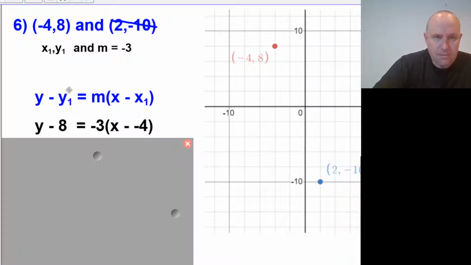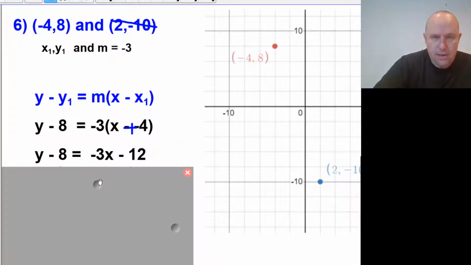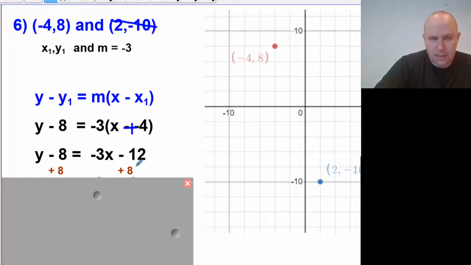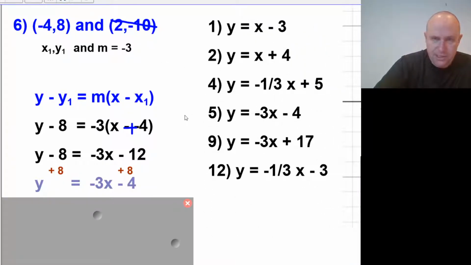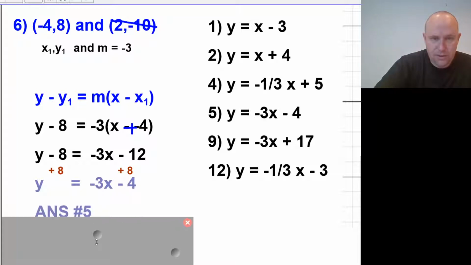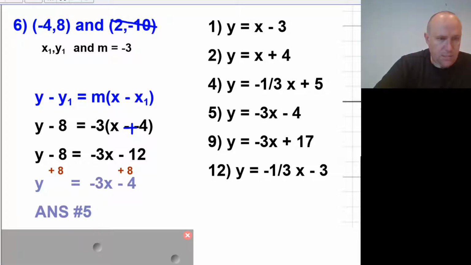So as I plug in the numbers here, just like we did before, those two negatives together, whenever we see that, we're going to change that into a positive. We can go ahead and distribute. -3 times +4 is -12. And then bring this term to the other side by doing the opposite. And then -12 add 8 is -4. And hopefully if I put this graph back, we'll see if that's one of the answers. Here we go. We can see that's one of our answers. So answer number 5.